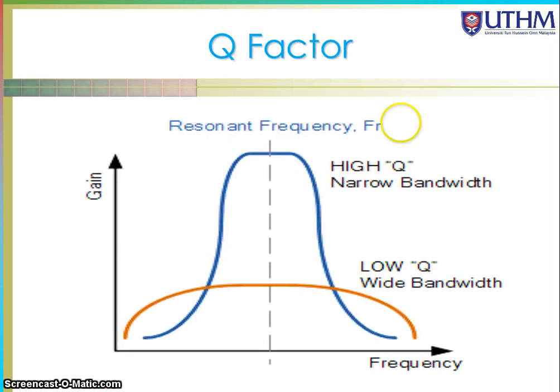If you look at this frequency response, this is called the narrow bandwidth, high Q. This one is the wide band, low Q. So when you have a filter, and you read the Q factor of that particular bandwidth, if the Q is high, it has a narrow bandwidth. And if the Q is low, it has a wide bandwidth.